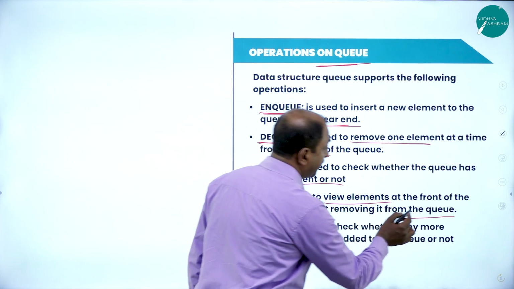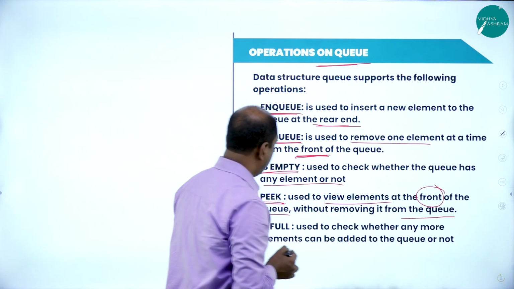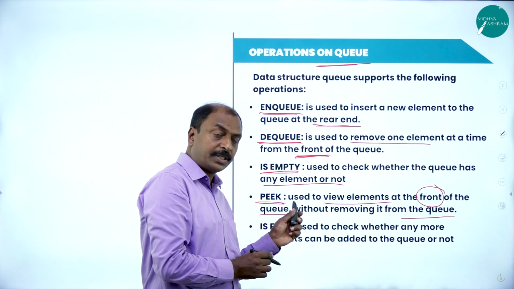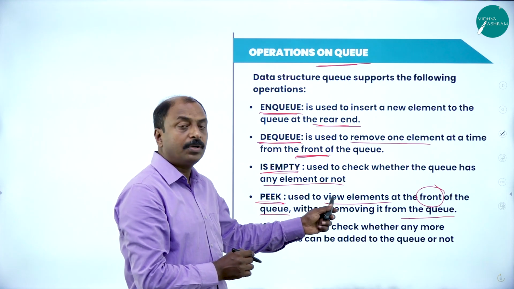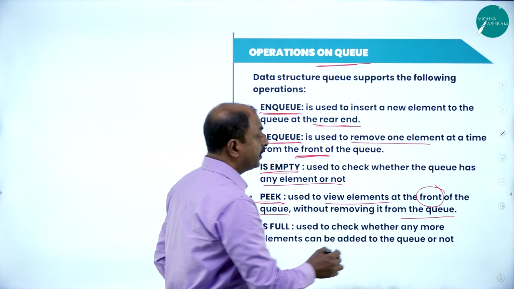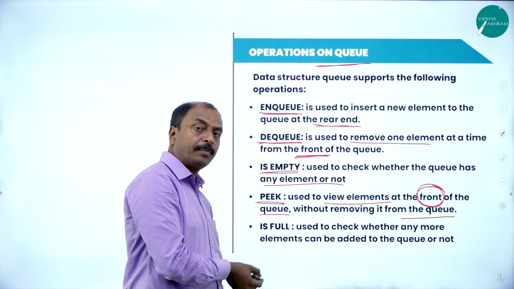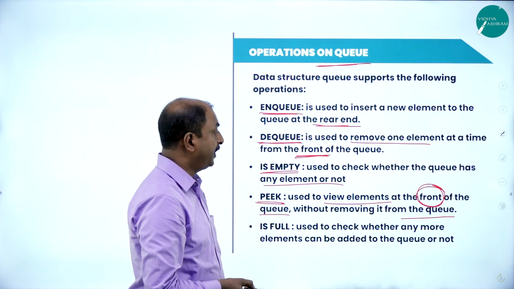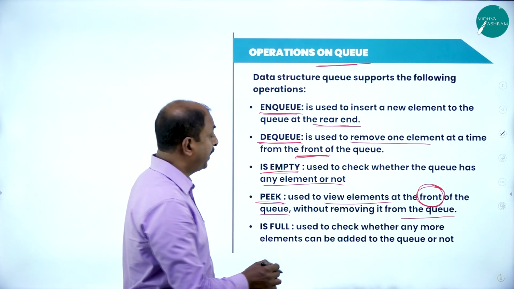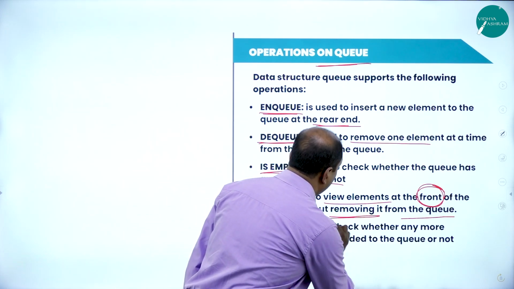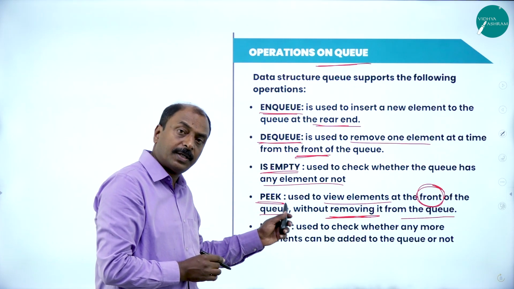And here, please understand that peek is a function or an operation with which we can only view or display the element at the front, which is nothing but the first element that was inserted. It is going to display it, but without deleting or removing the element from the queue.